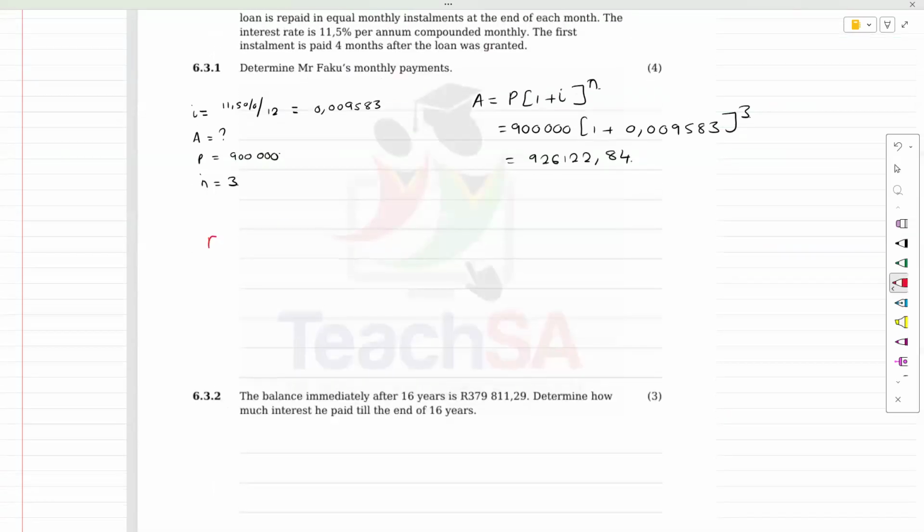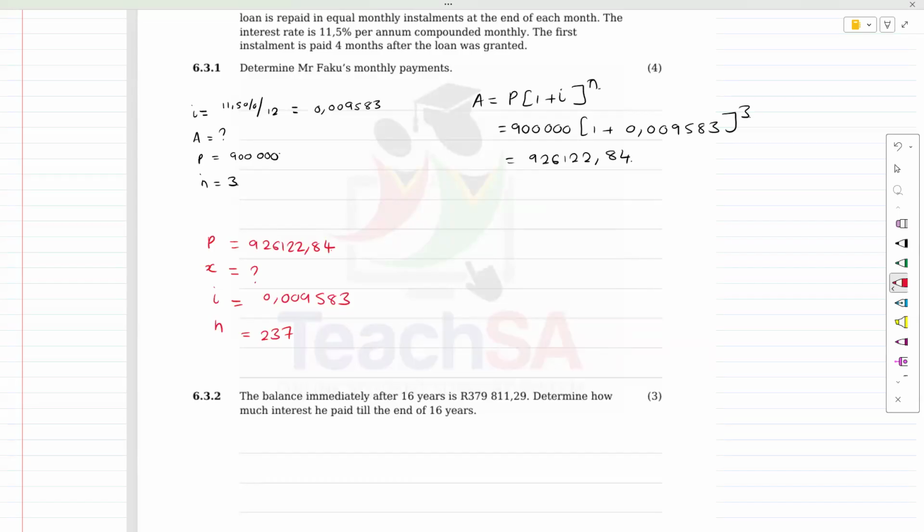So all we have to do now is work out present value. So if we work out present value, we get P, X, I, N. We know the I does not change. It's 0.009583. We know the N is 237. We don't know what the X is, but the amount that he owes is 926,122.84.